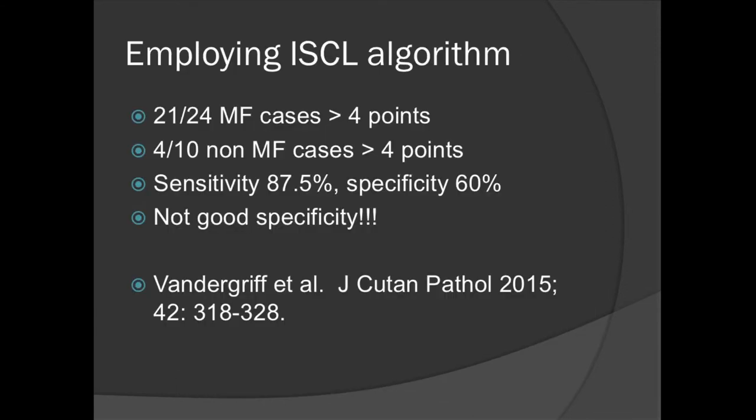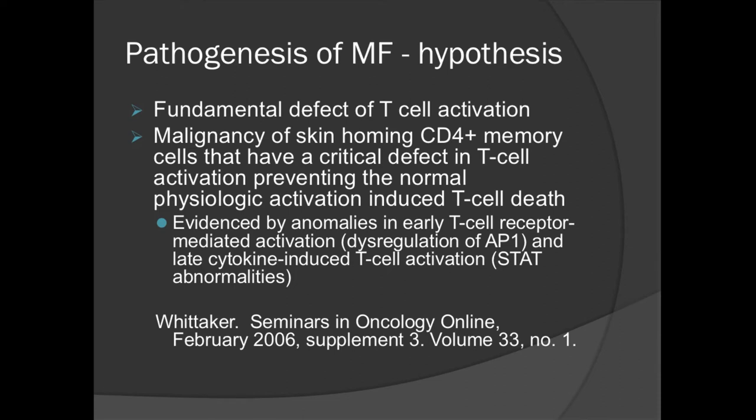These guys a couple of years ago decided they'd look at that. It turned out that 21 out of 24 patients, well, that's pretty good, met 4 points. But 40% of the patients who didn't have MF also got 4 points. So while the sensitivity was sort of good, the specificity was god-awful. So this fantastic tool that's going to help us make a diagnosis turns out to be essentially useless. So much for the International Society of Cutaneous Lymphoma, of which I think I'm a member.